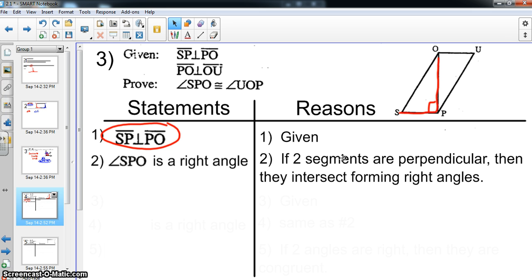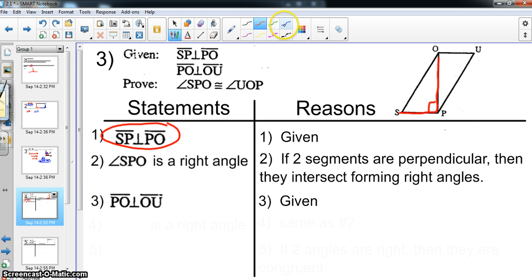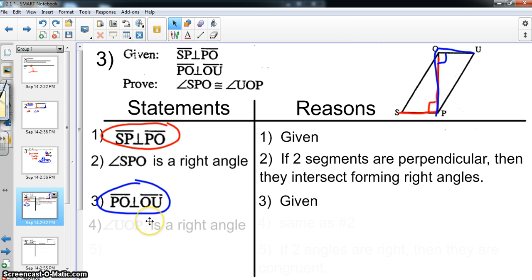We want to prove that two angles are congruent, so we need to get them to be similar to each other. So going off of our next given, we have another pair of perpendicular lines that is again given. We could then say that a different angle is a right angle. Based off of this given, we have those two segments being perpendicular, so this angle is a right angle. In our proof, angle UOP is a right angle. And we could just say this reason is the same as we used in number 2.